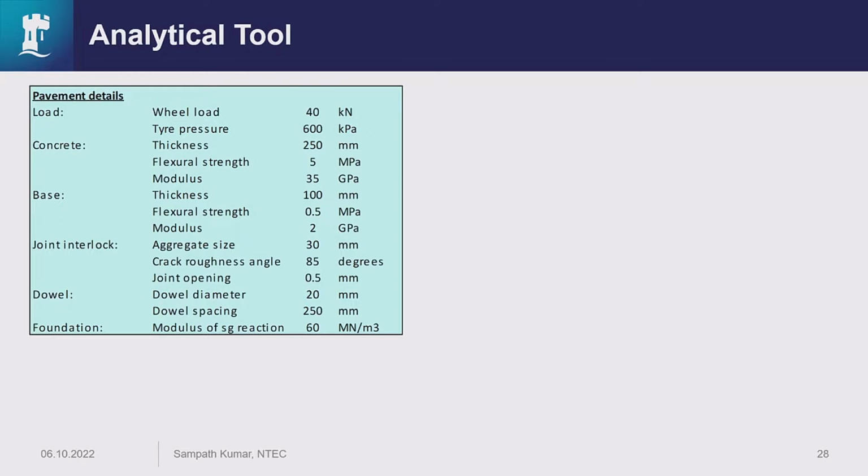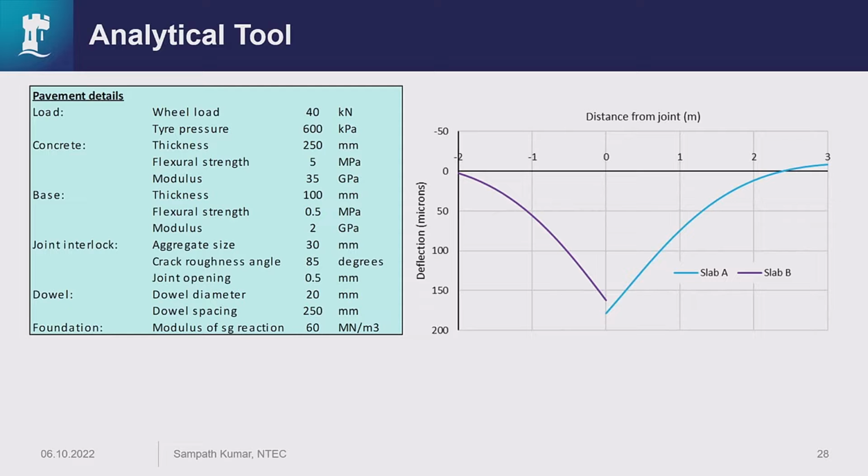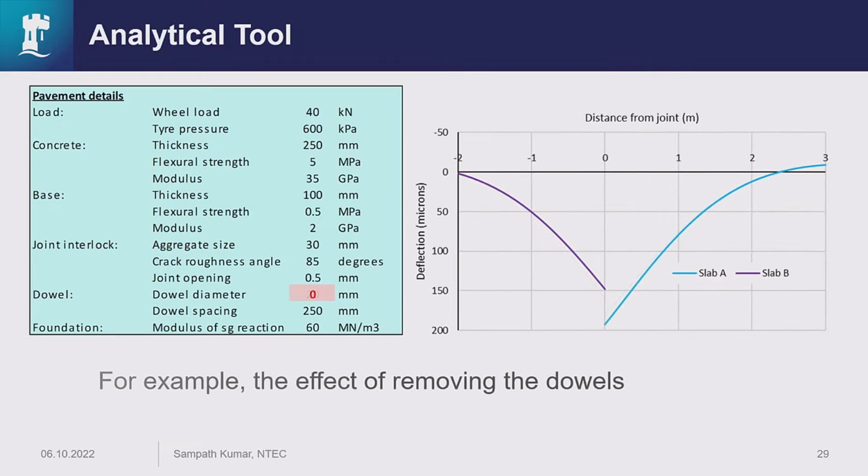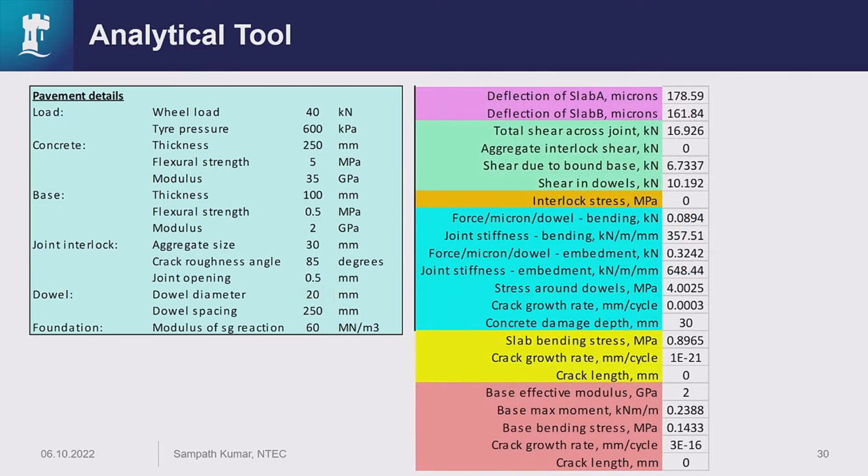To give you a small glimpse, these are the parameters which we are going to input, and we can calculate the deflection. For example, if I take off the dowel and make it 0, you can see the deflections have increased. As I said, these are purely theoretical calculations, which we will calibrate with the finite element analysis. So this is the full analytical tool, and you can see we have calculated the crack growth at different levels, and we have also looked at the stresses around the dowels for various cases. So this is about the analytical tool.